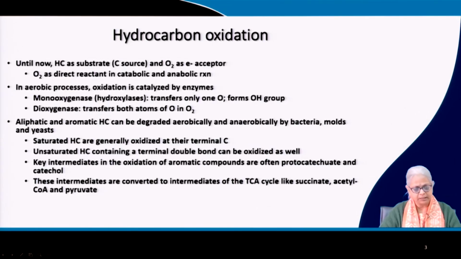So these intermediates, like I said, have to be converted to intermediates of the TCA cycle like succinate, acetyl-CoA and pyruvate. So that's the whole point about all these key intermediates, is that no matter what your starting compound is, first it gets converted to the key intermediate, and then through the normal reaction series it will be either completely mineralized or converted to other intermediates.